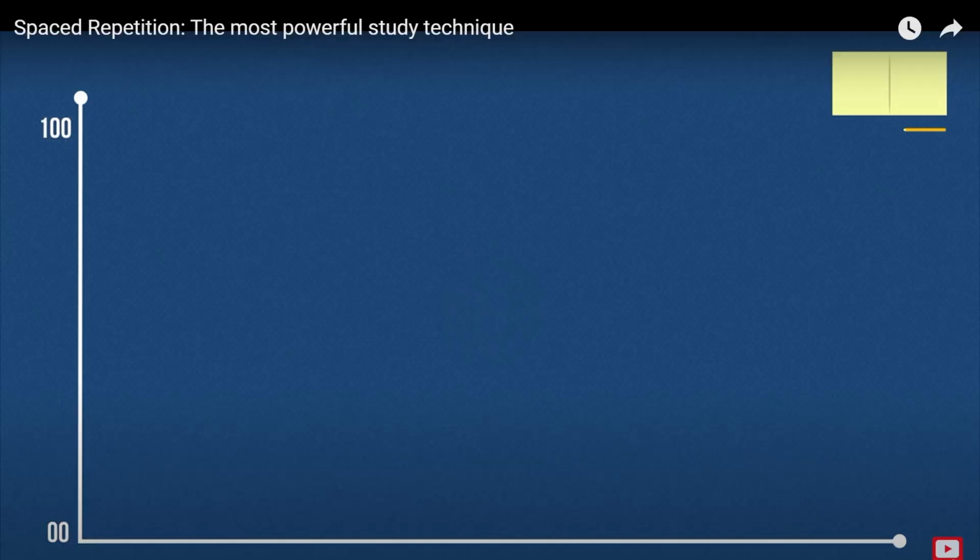What does that y-axis represent? Memory strength. So how strong is your memory? Okay?